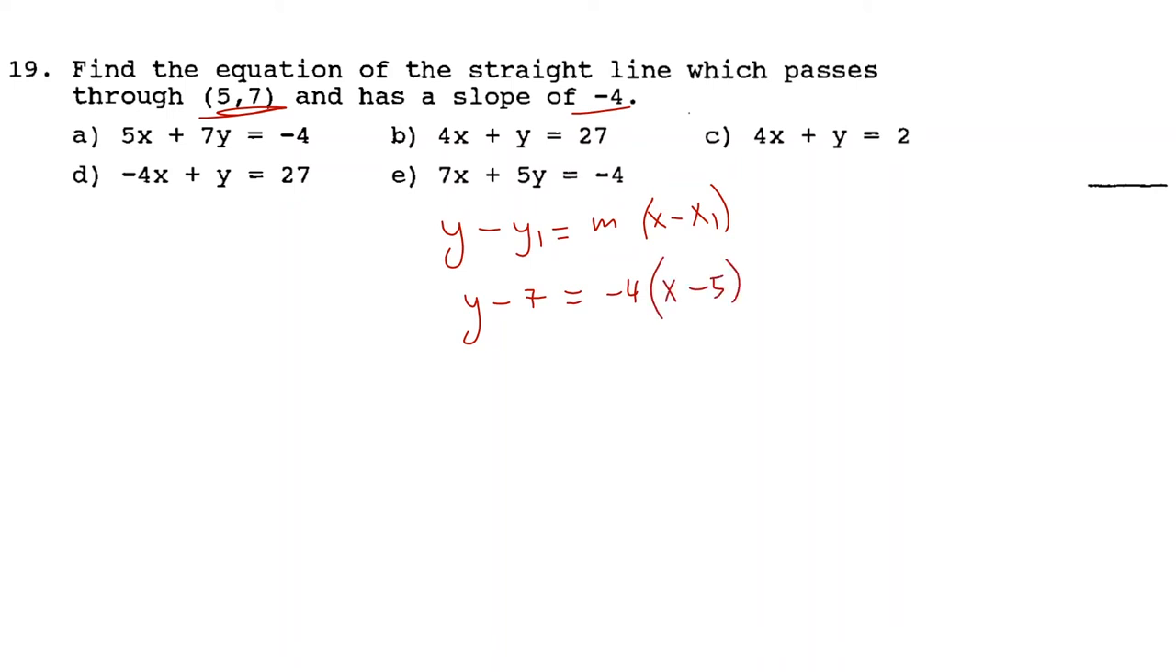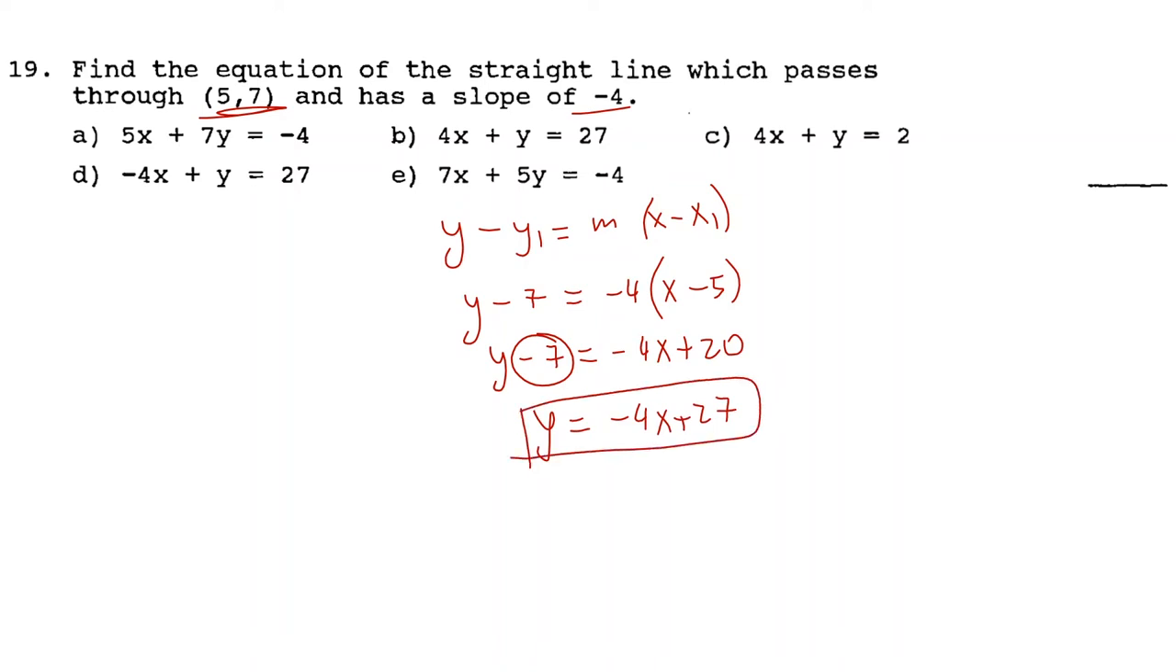Now you must distribute it. y minus 7 equals minus 4x plus 20. And then let's move this negative 7 to the other side. So y is equal to minus 4x plus 27. I would always conclude my answer in the format y is equal to mx plus b, just in case.